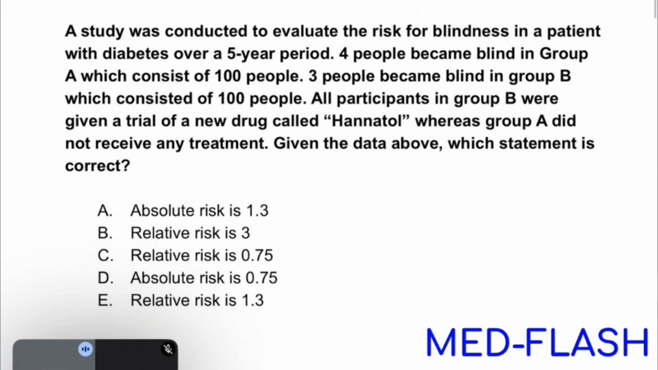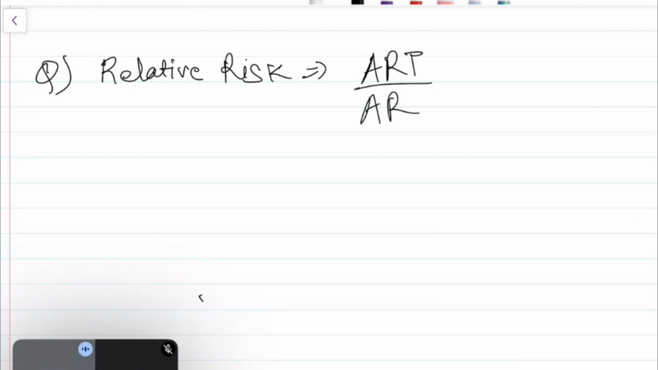I just have to calculate relative risk, and I know the formula of relative risk, which is ART divided by ARC. Very simple formula.